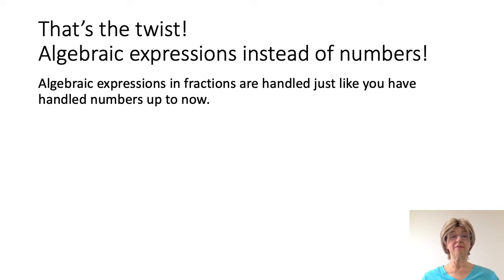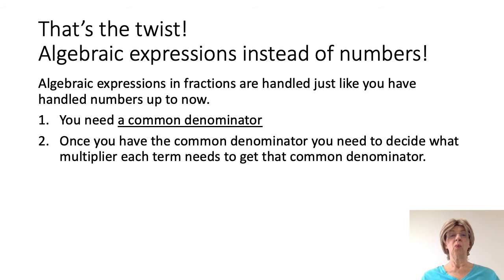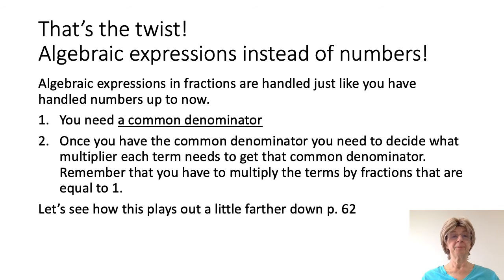Algebraic expressions and fractions are handled just like you have handled numbers up to now. You need a common denominator. Once you have the common denominator, you need to decide what multiplier each term needs to get that common denominator. Remember that you have to multiply the terms by fractions that are equal to 1. Let's see how this plays out a little farther down page 62.